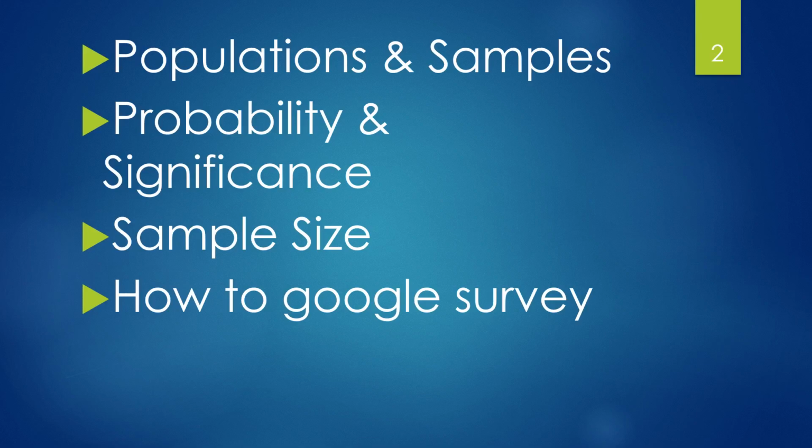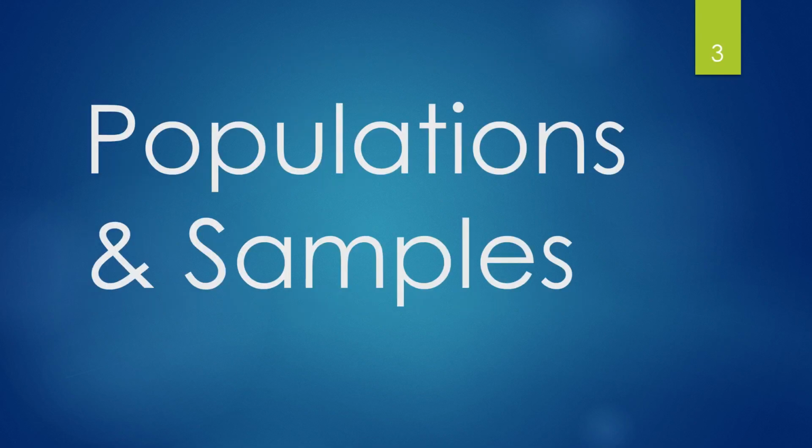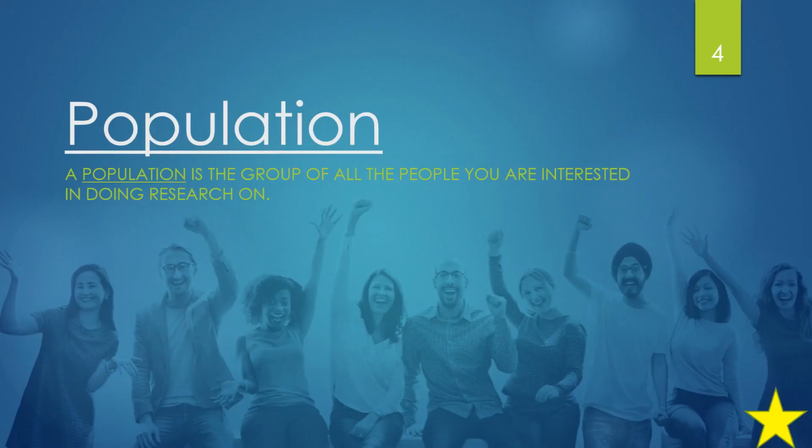So let's get started on this first section, populations and samples. First, let's define terms. A population is the group of all of the people that you are interested in doing research on. Say, for example, you want to know whether high school boys and girls tend to be able to jump higher, one higher than the other. In that case, you're probably going to be looking at a population of high school boys and girls.